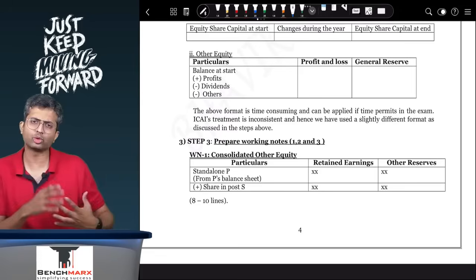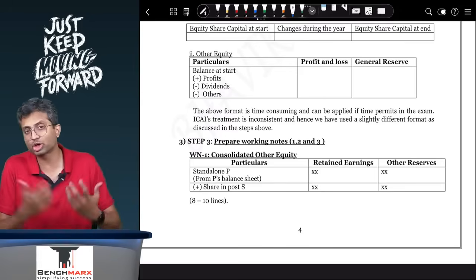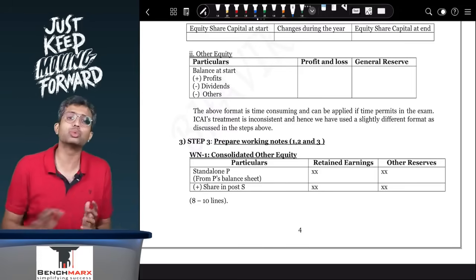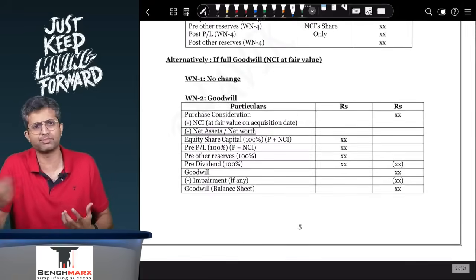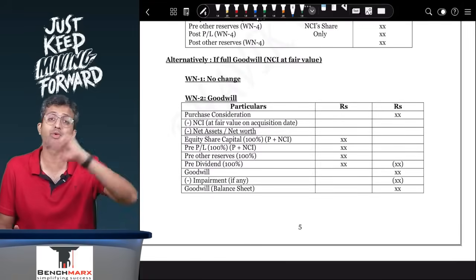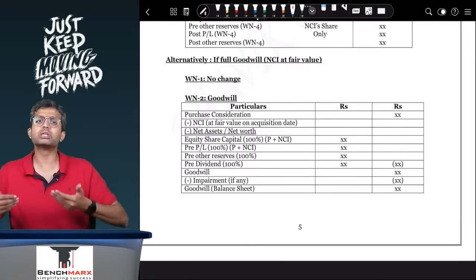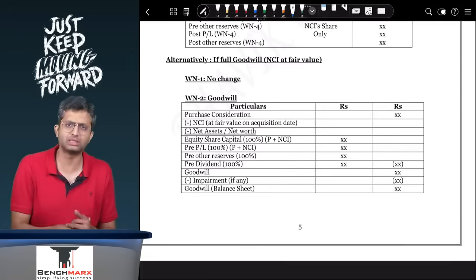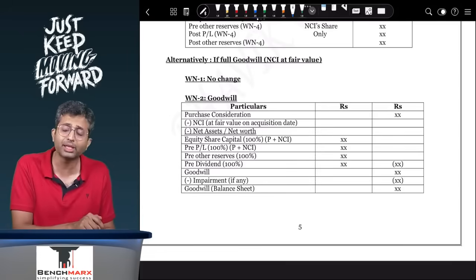Then you leave around 8 to 10 lines and go to working note number 2, which is the goodwill calculation or the cost of control, in which case you start with the investment, because the purchase consideration that you paid is the investment from the parent's balance sheet. So investment is taken over here. But with what should the investment be compared? Well, your share in the net worth if you are following the partial goodwill method.